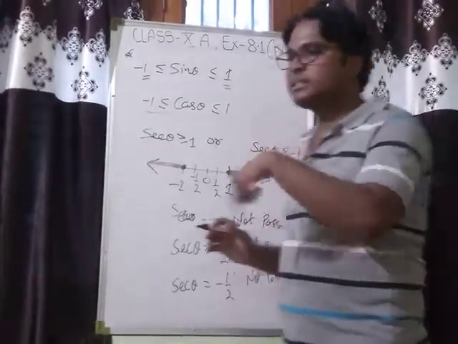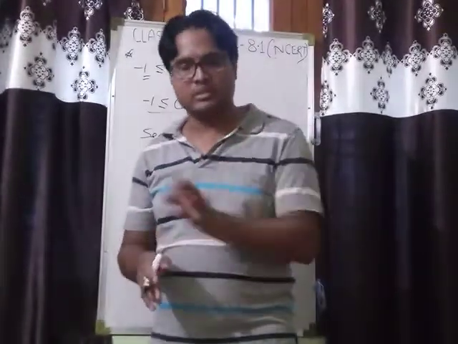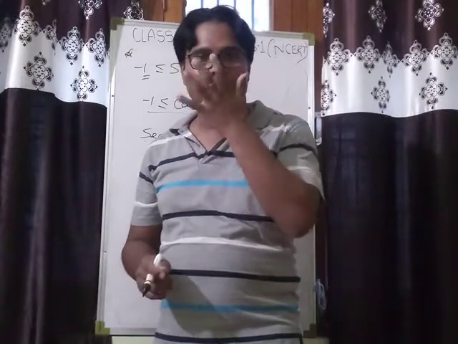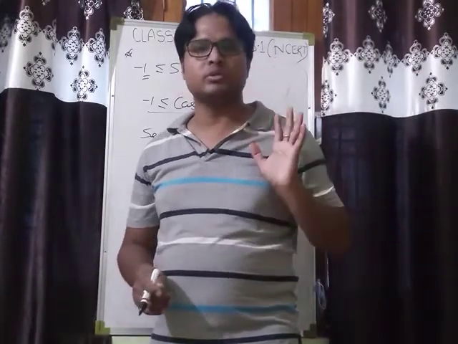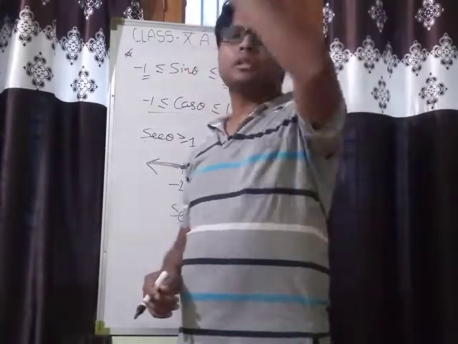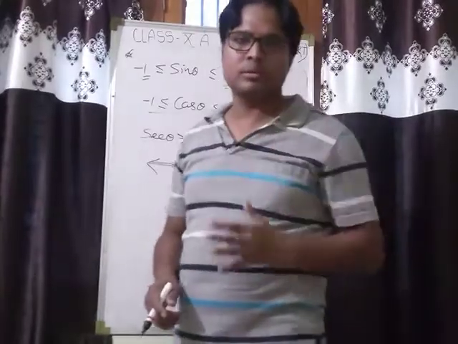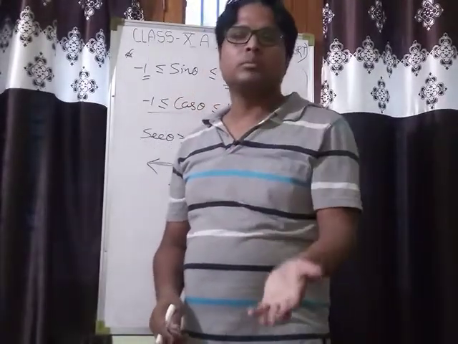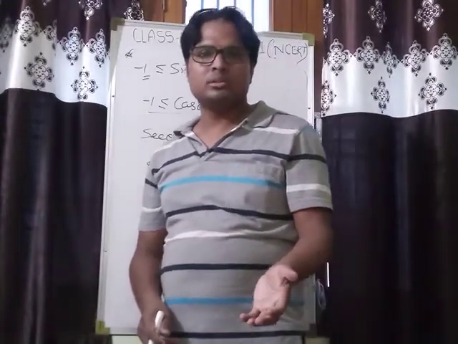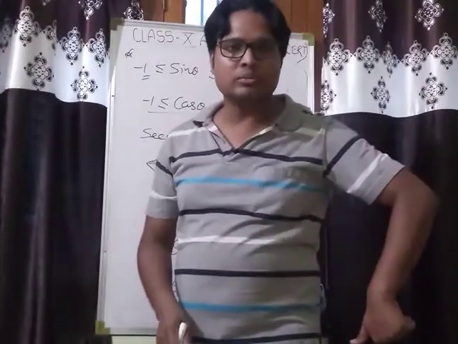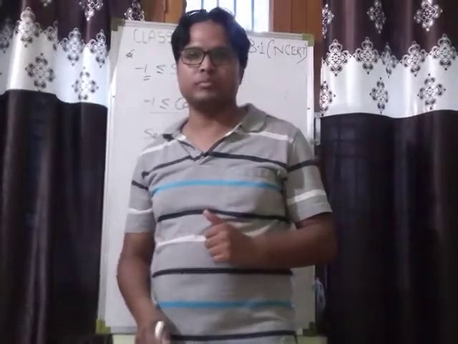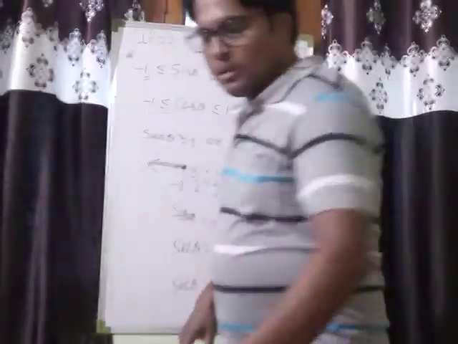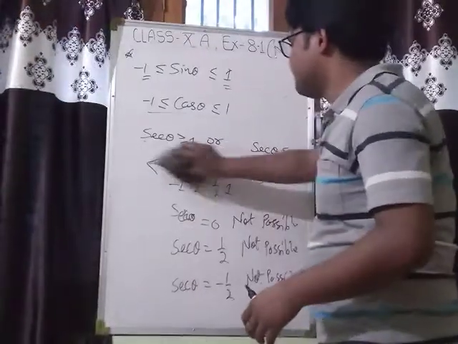Then if someone says sec theta is equal to 2, is it possible? Yes. This is greater than 1, and sec can be anything greater than 1. Sec theta is equal to 10,000, possible? Yes, because 10,000 is more than 1. Sec theta is equal to -10,000, possible? Yes, of course it is possible. Okay? Now cosec theta is the same.